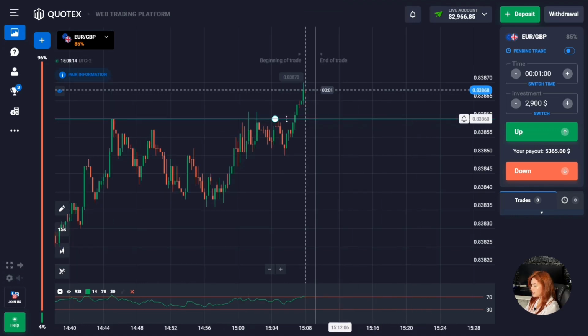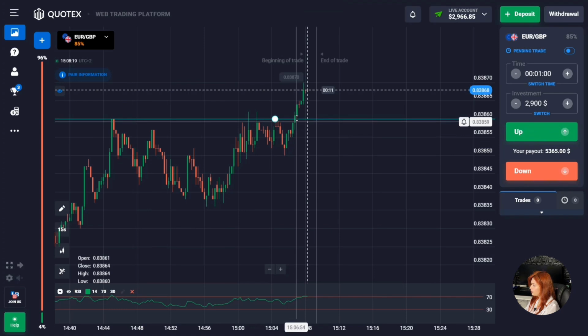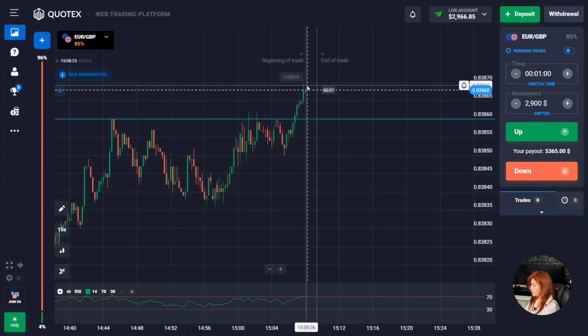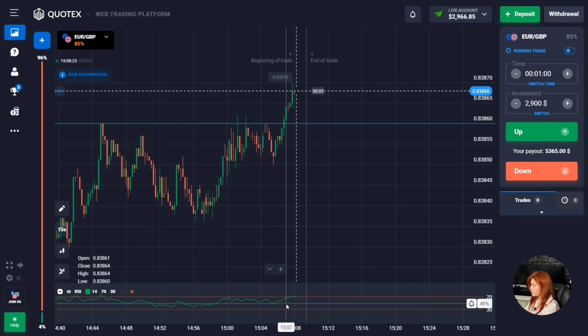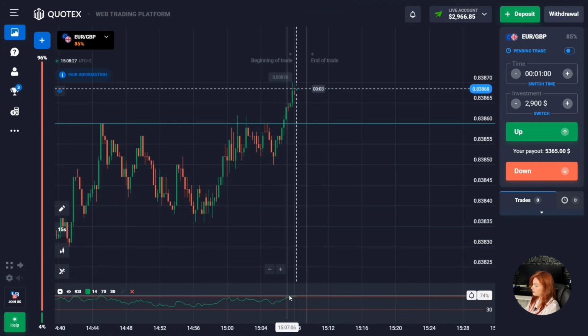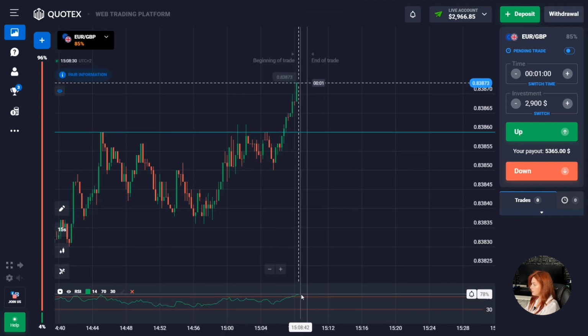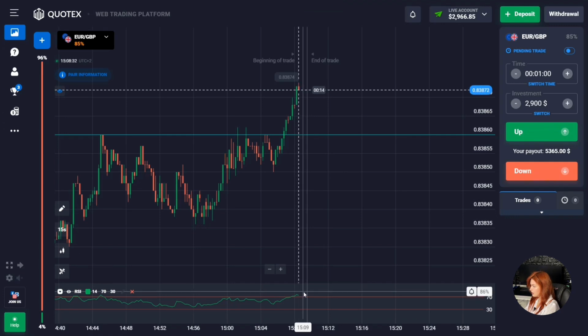Okay, we have a resistance level up here. We also see that the price has reached our level, and the moment a breakout has occurred, green candles are forming. At the same time, we also see that the moving average is moving up and is in the overbought zone. In this situation, I suggest opening a 1 minute deal to go down.